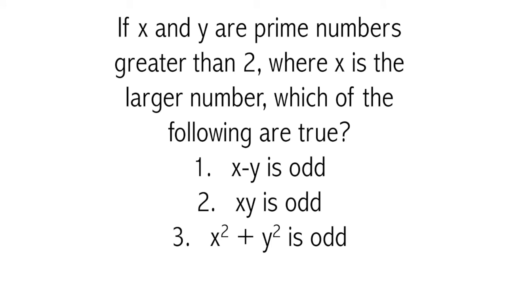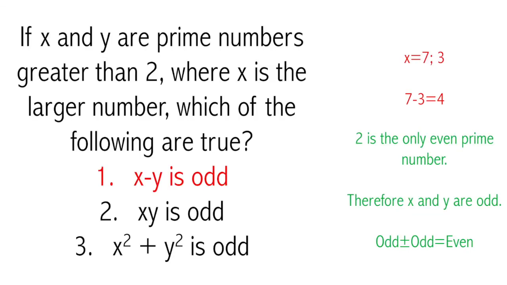Another similar question I want to cover is, given the premises that x and y are prime numbers greater than 2, where x is the larger number, which of the following is true? Once again, there are two ways to approach the first statement: x minus y is odd. You can take two prime numbers greater than 2, like 7 and 3, and 7 minus 3 is 4. 4 is an even number, so that's not true.